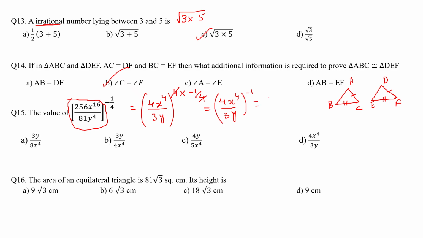Now the power is negative. We have to take the reciprocal. So it will be 3y by 4x to the power 4. So B is the correct option.